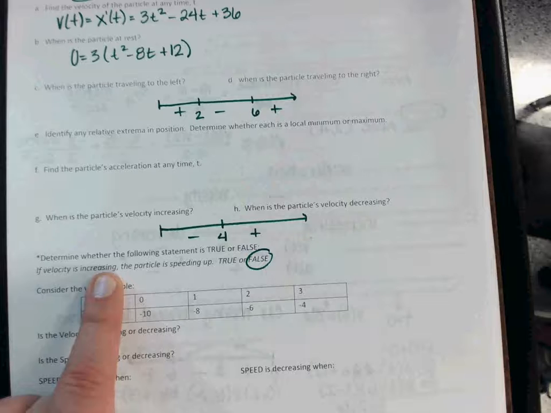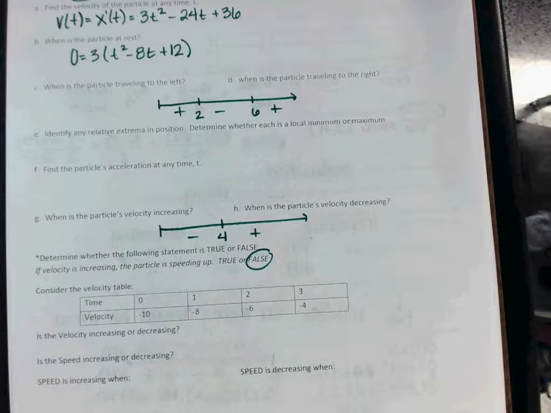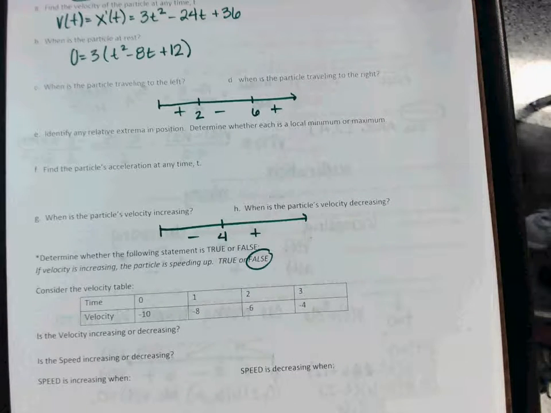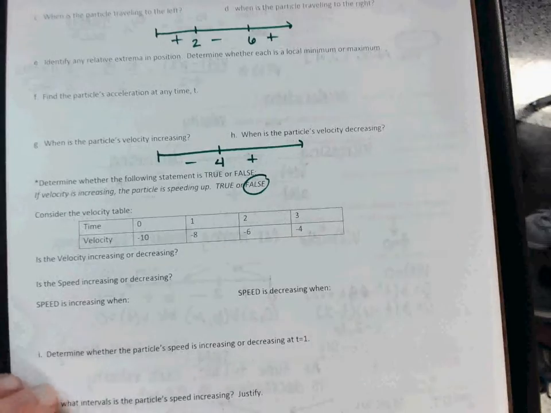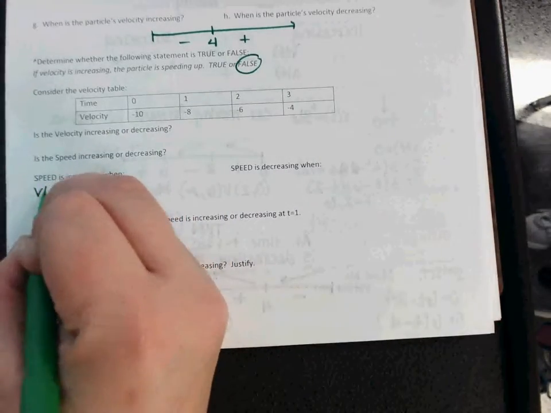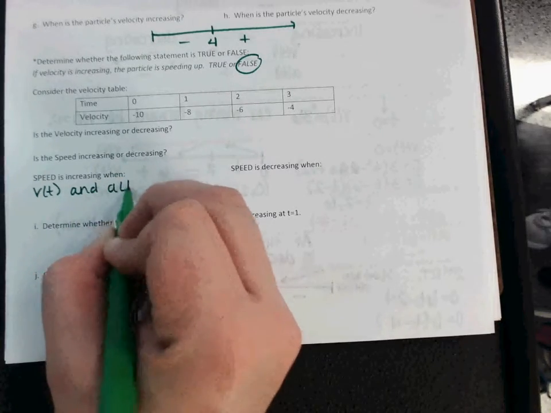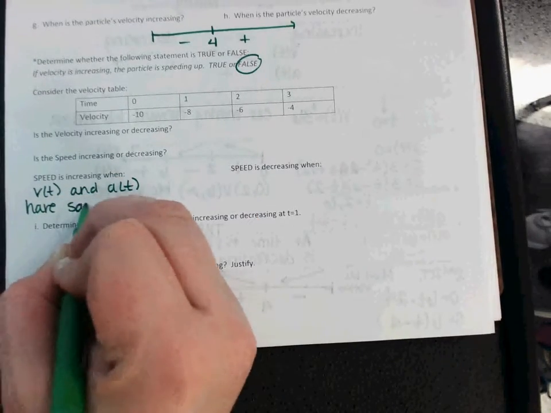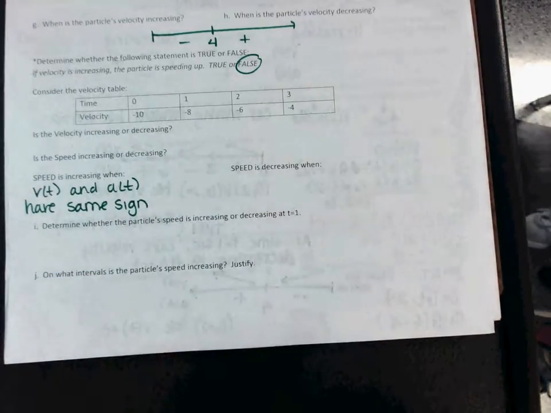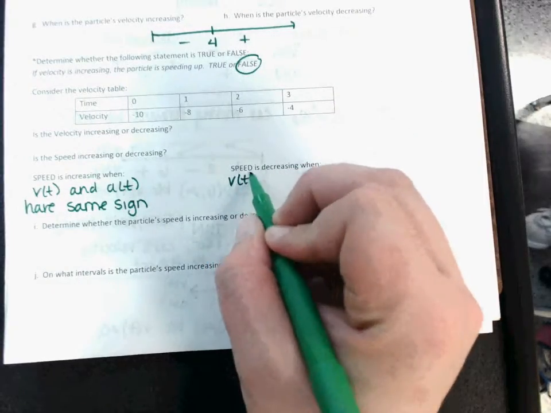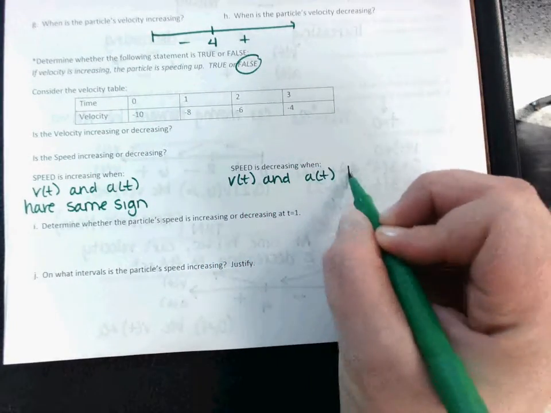If I'm speeding up in the negative direction, what's going to be happening to my velocities? It'd be negative 2, then negative 4, then negative 6, then negative 8, right? I'd be getting faster, but what's happening to my values? They're decreasing because I'm going down the y-axis. Does that make sense? Okay, so here's how you tell if your speed is increasing or decreasing. Your speed will be increasing when velocity and acceleration have the same sign. And your speed will be decreasing when velocity and acceleration have opposite signs.